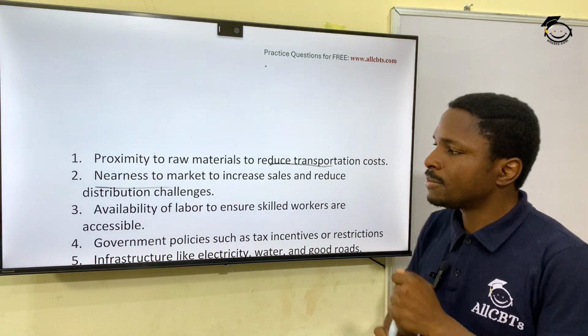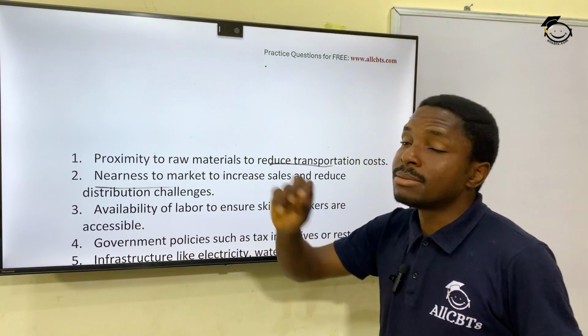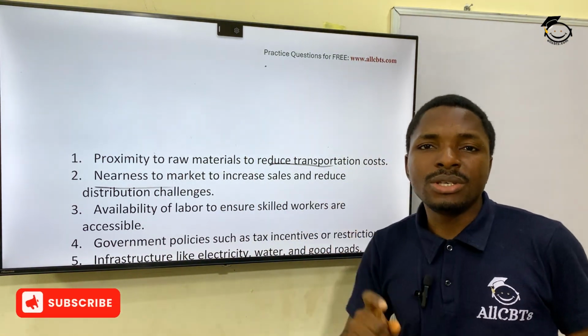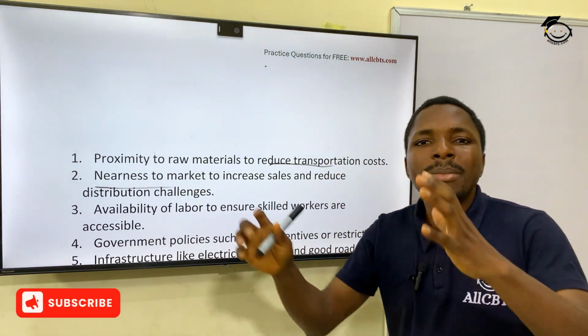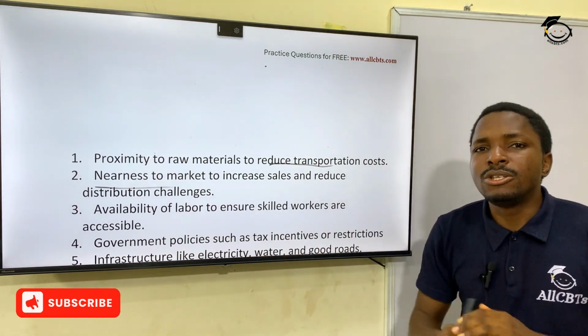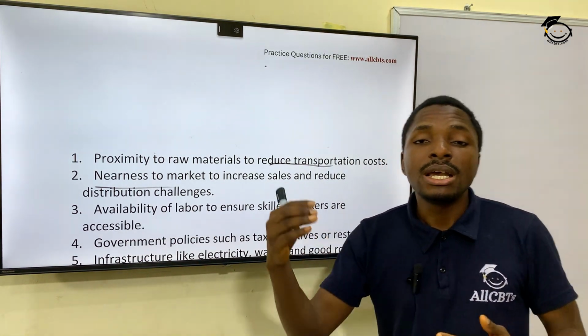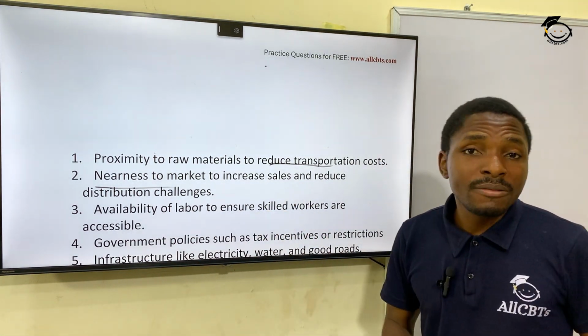Let's see. Number 1, how close is it to raw material? That's what proximity is. How close is it to the materials that you need to run the business? Is it too far? If it's too far, then you spend a lot of money trying to get raw materials. At the end of the day, you might not make a lot of profit.